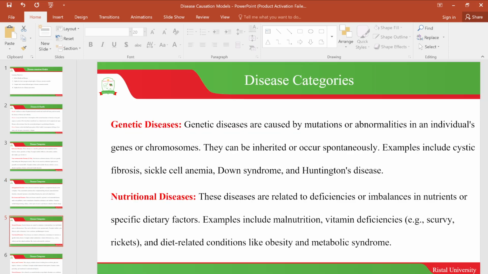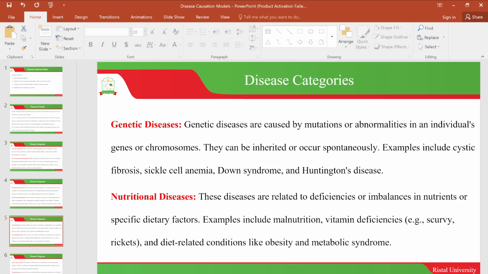And then we have genetic diseases. These are diseases that can be transmitted from the parents to the young ones. This happens because there is abnormality in the genetic material, the genes or chromosomes. These are affected, and when fertilization happens, this same defect is transmitted to the offspring. Some of these conditions include sickle cell anemia, Down syndrome, and Huntington's disease.